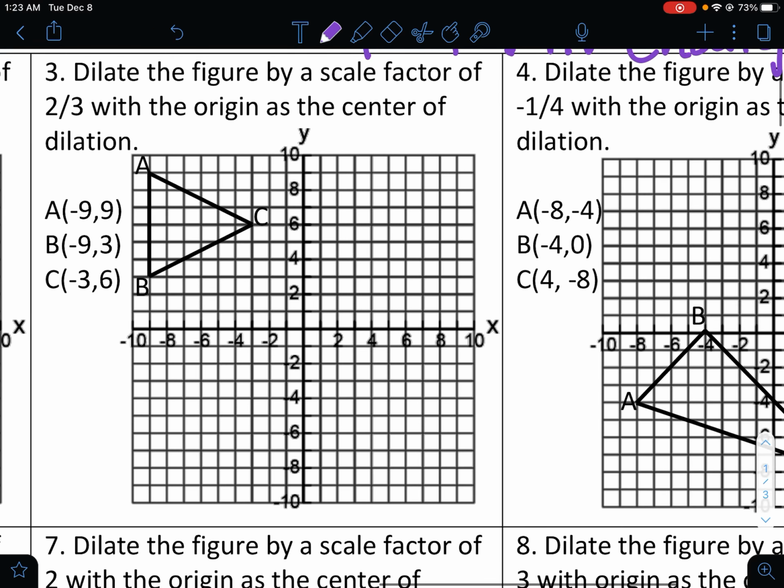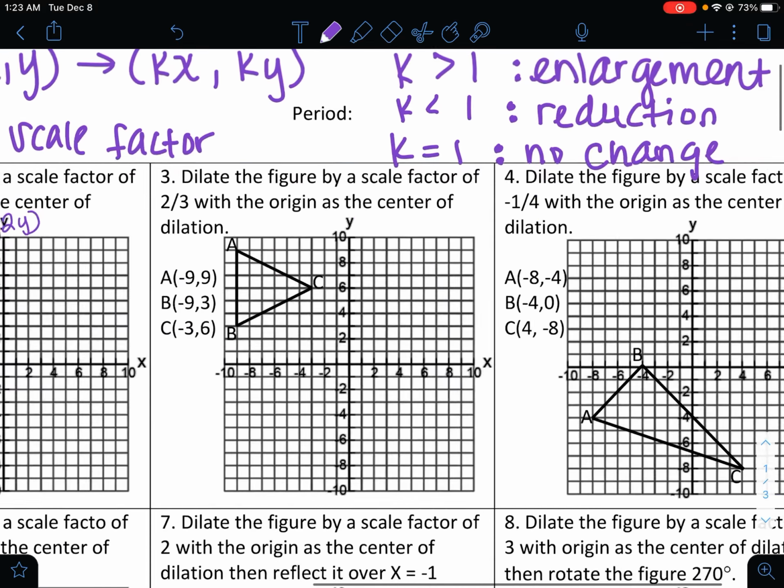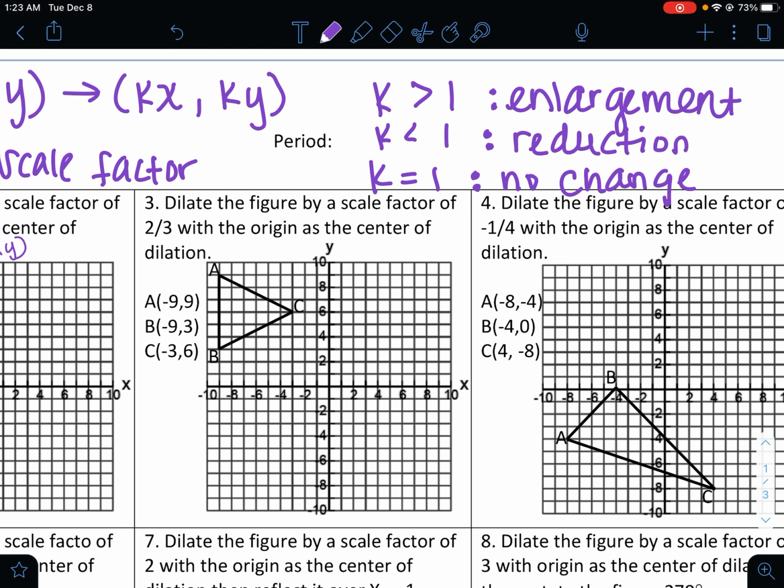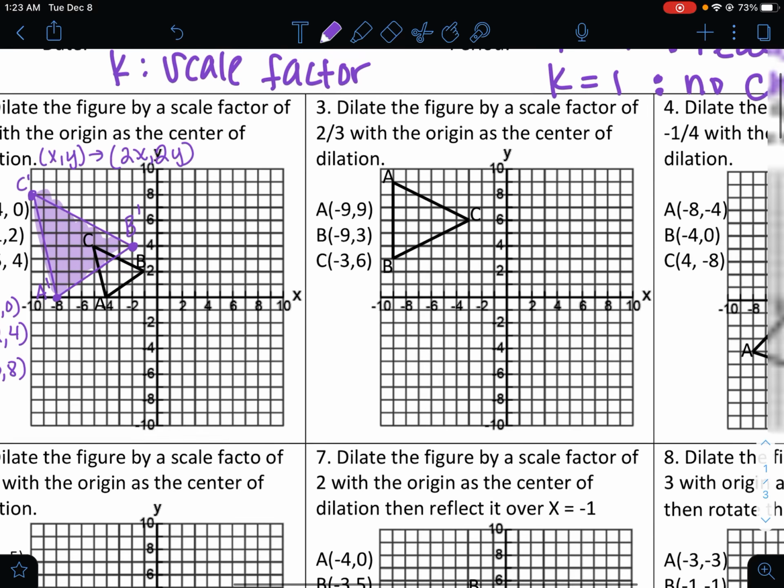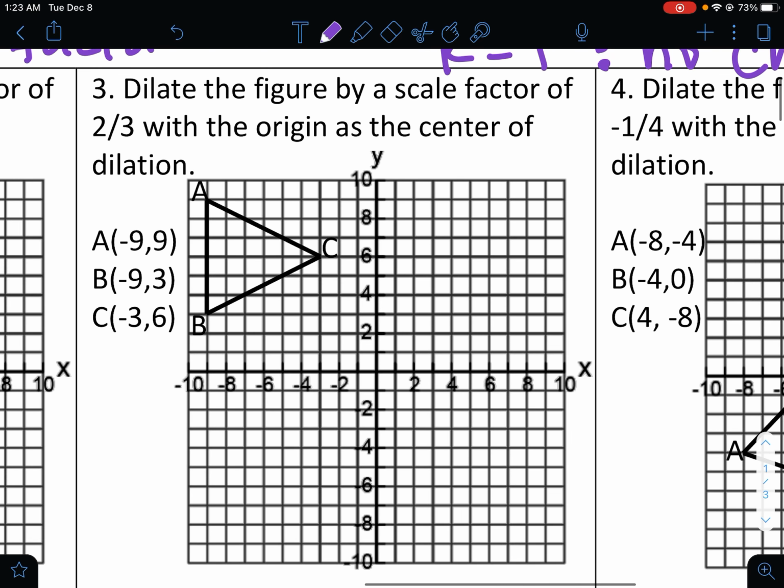Number 3, dilate by a scale factor of 2/3. Now, 2/3 is less than 1, so this is going to be a reduction. So we call that a reduction. Okay, so a reduction means that it's going to get smaller. In fact, it's going to be 2/3 as large. All right, so the rule for this one would look like this. You would just have 2/3 times x and 2/3 times y. And that's what that rule would look like.